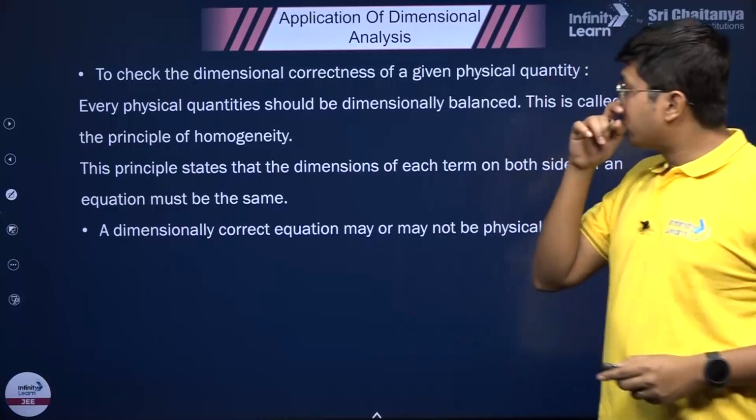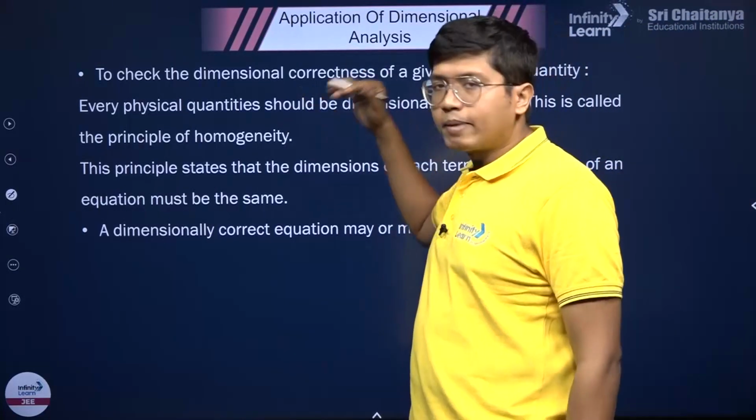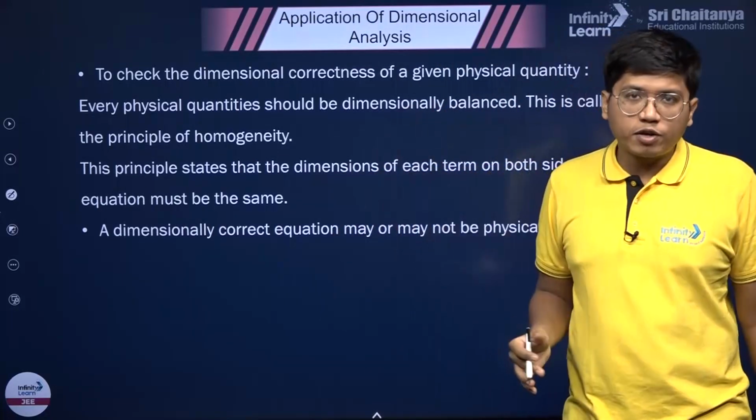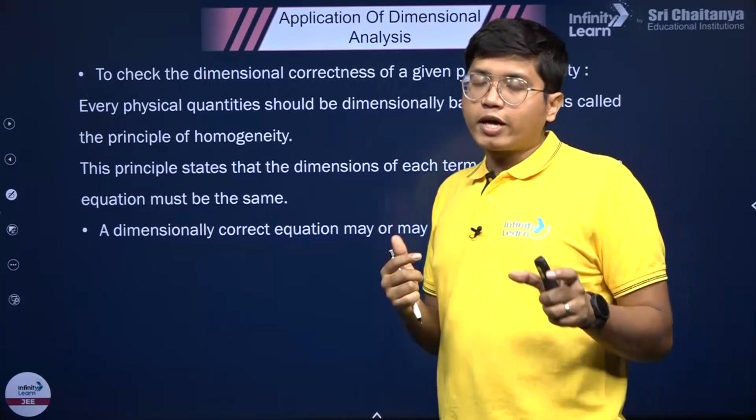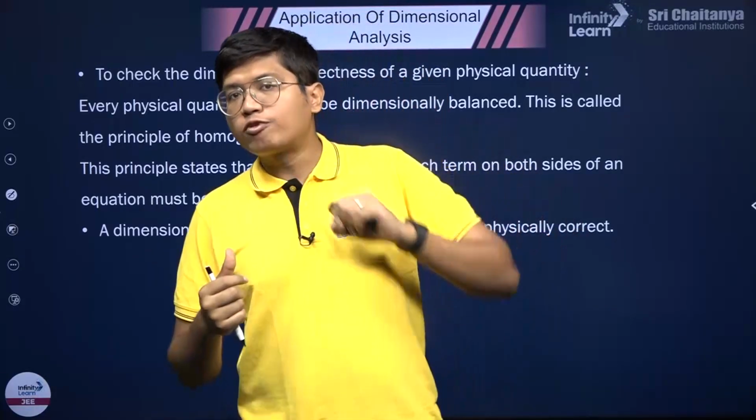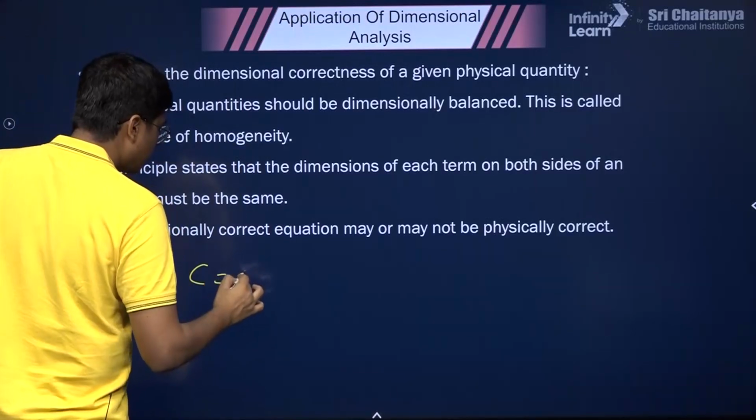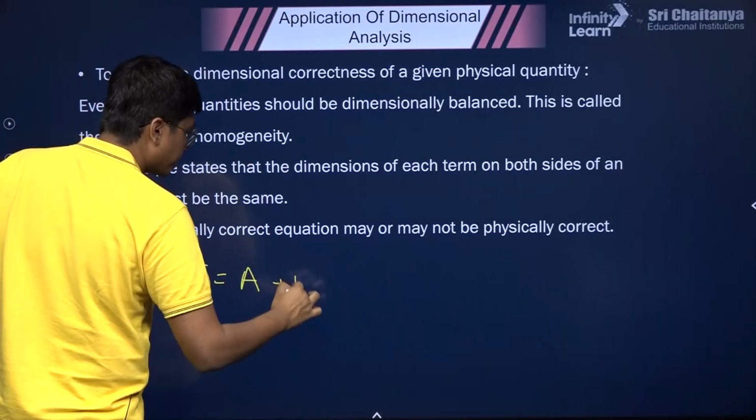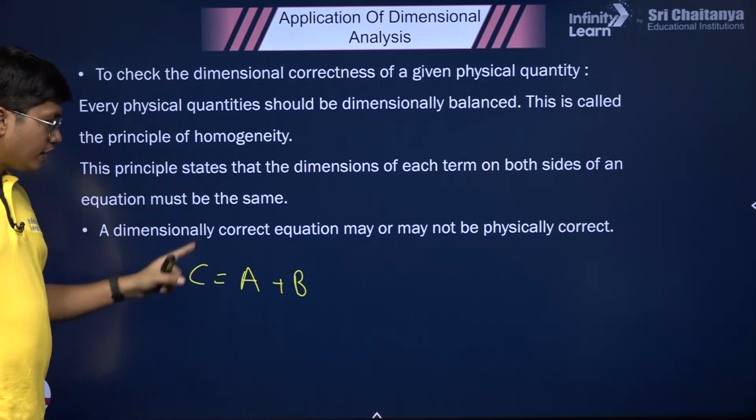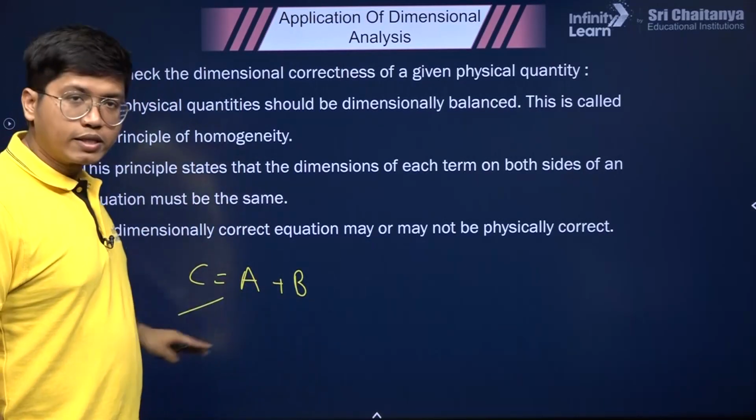Next up, what are the applications? There are two main applications that we look at. First up, it's to check the dimensional correctness of any equation. If an equation is given, you have to ensure that the dimensions of each term in the equation have to be the same. Which means if you have, say, C is equal to A plus B, then the dimensions of C, A and B have to be the same for this equation to exist.